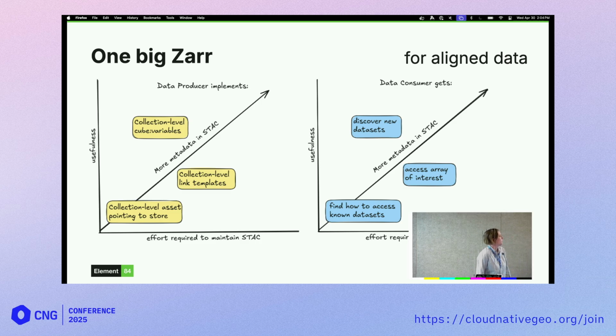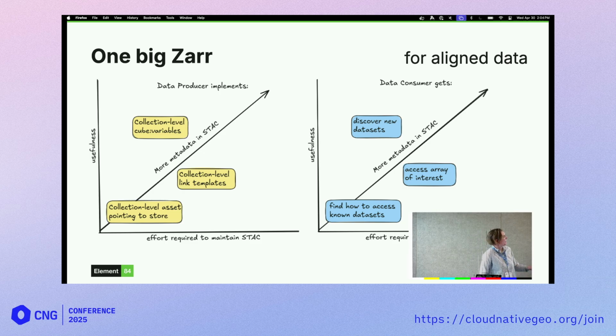The next thing that's most useful and lowest effort, I think, is the collection level cube variables. So using the data cube extension, you can pull metadata up at the collection level that talks about what the variables are, that takes the attributes from Zarr and pulls them up to the collection level. And that enables people to discover new data sets. That's where you can search for sea surface temperature or for ice or something.